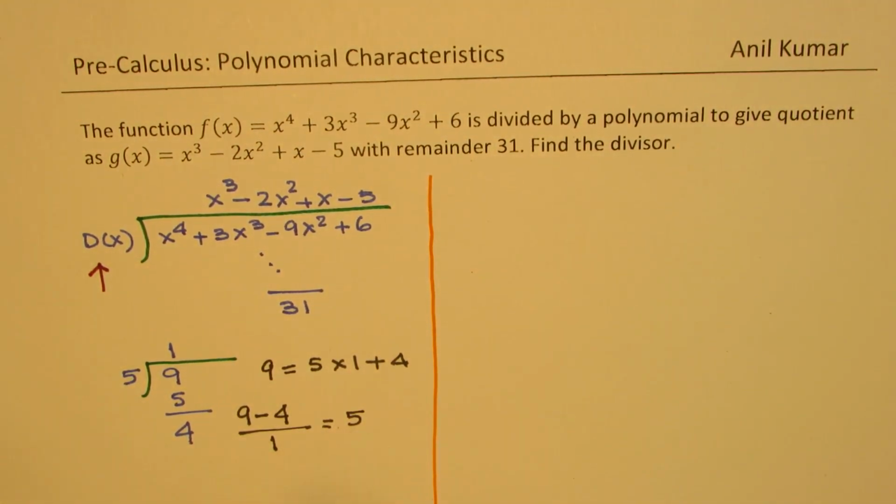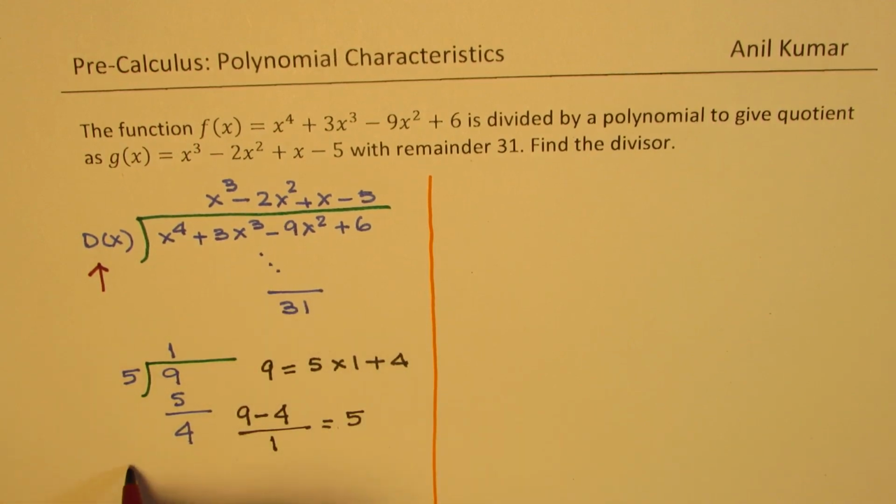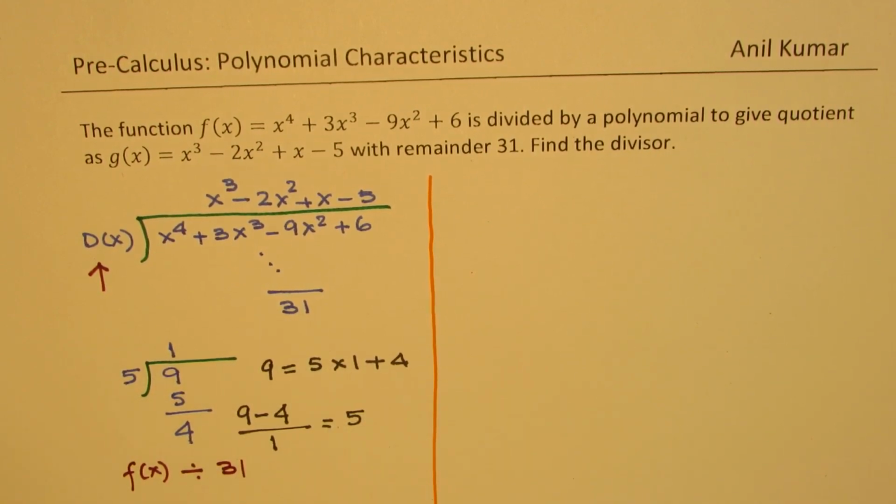So first step will be, from the function itself, we'll take away 31. So from the function, we'll first take away the number 31, which is the remainder, right? And then we'll divide this by the quotient, and that should be the divisor. Is that clear to you? So with this concept, we are going to move.